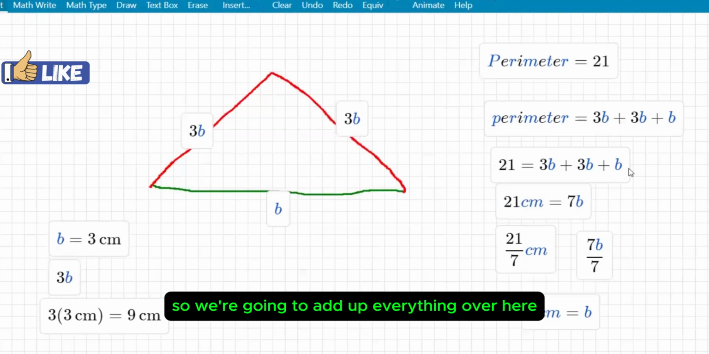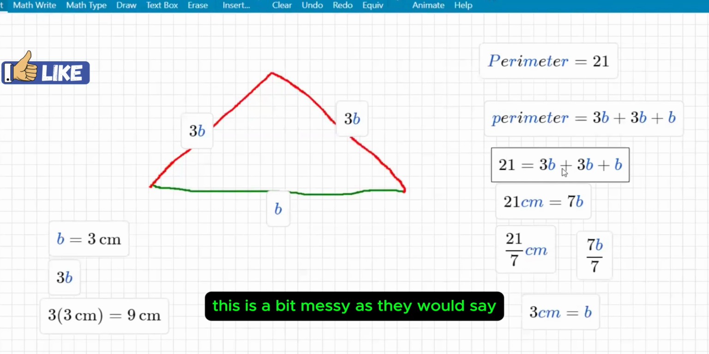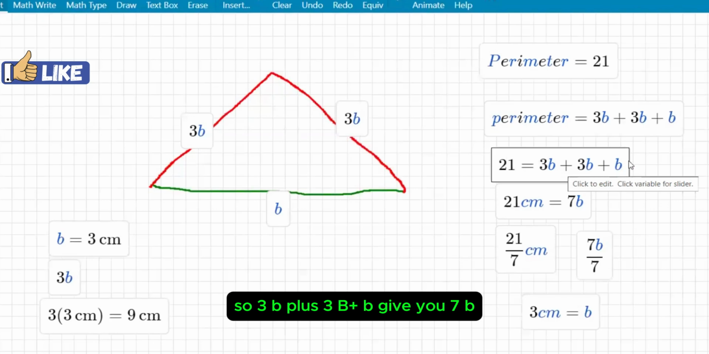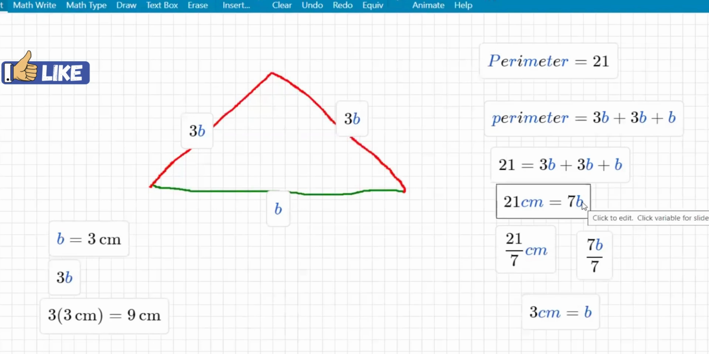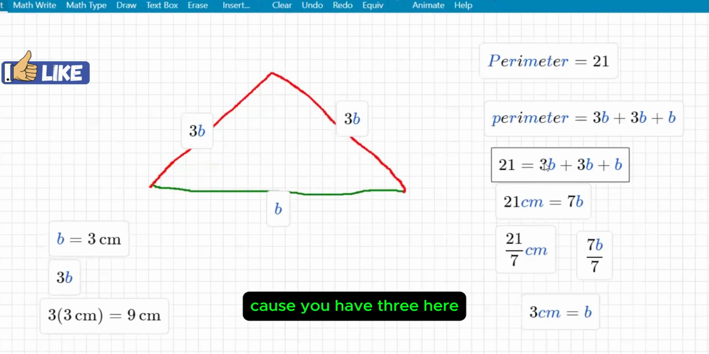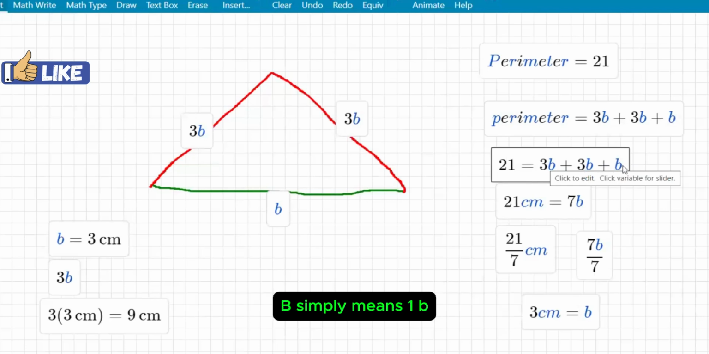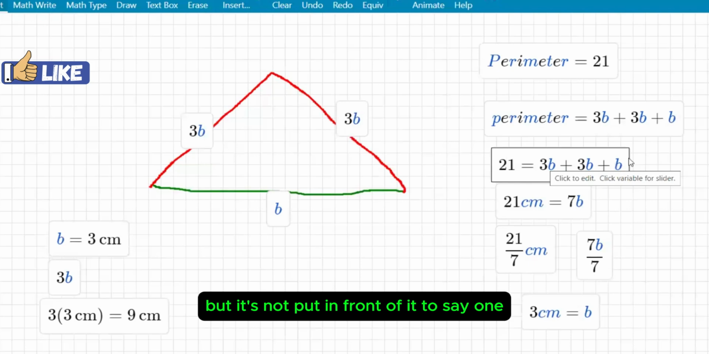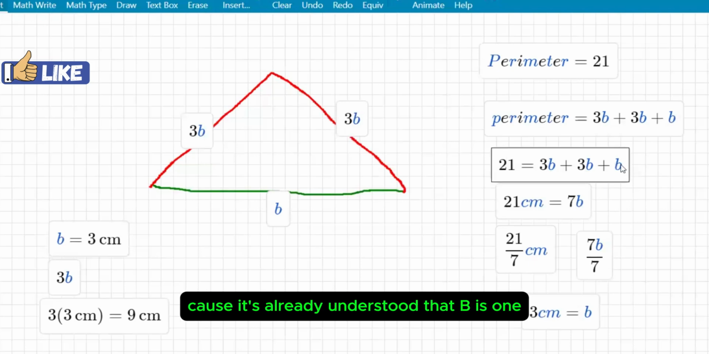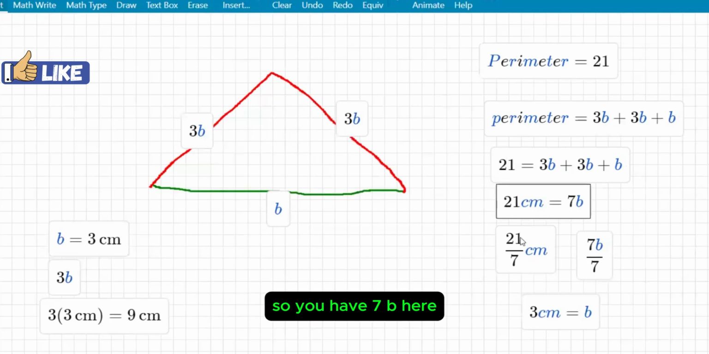So we're going to add up everything over here because we can make it a bit simpler. This is a bit messy, but not necessarily messy. You can make it in a simpler form. So 3B plus 3B plus B gives you 7B. Do you understand how we got the 7B? Yeah. Okay, because you have 3 here, you have 3 here, and remember when you have B, B simply means 1B, but it's not put in front of it to say 1 because it's already understood that B is 1. So that's how we come to have 7B. So you have 7B here.